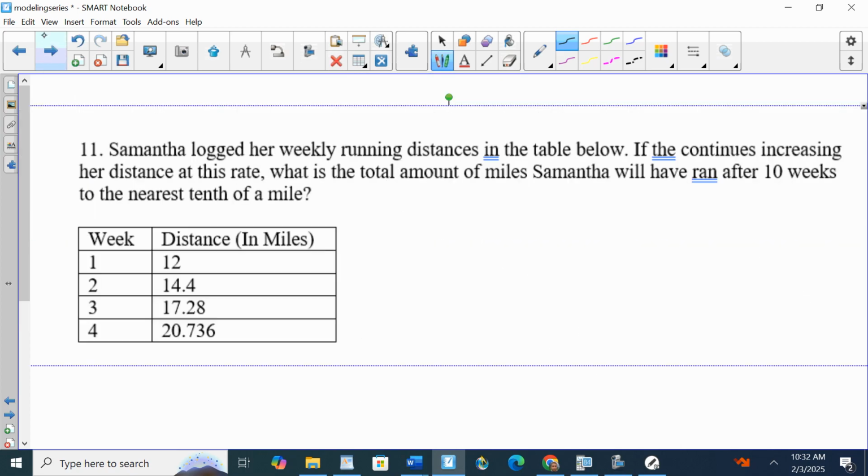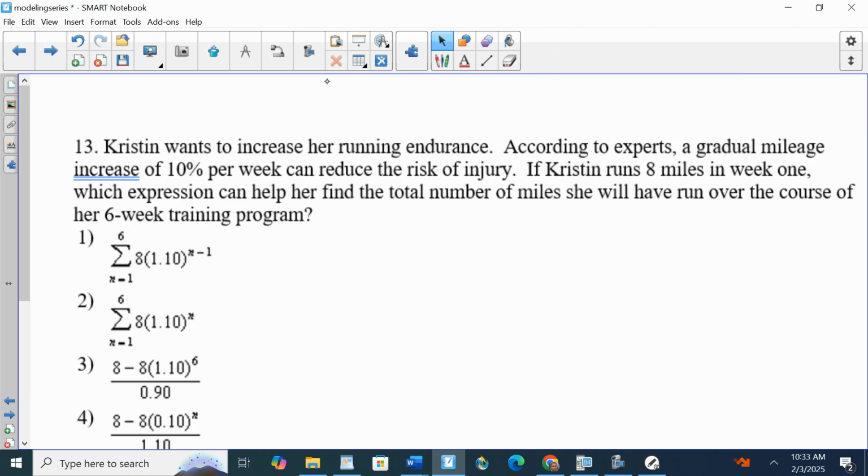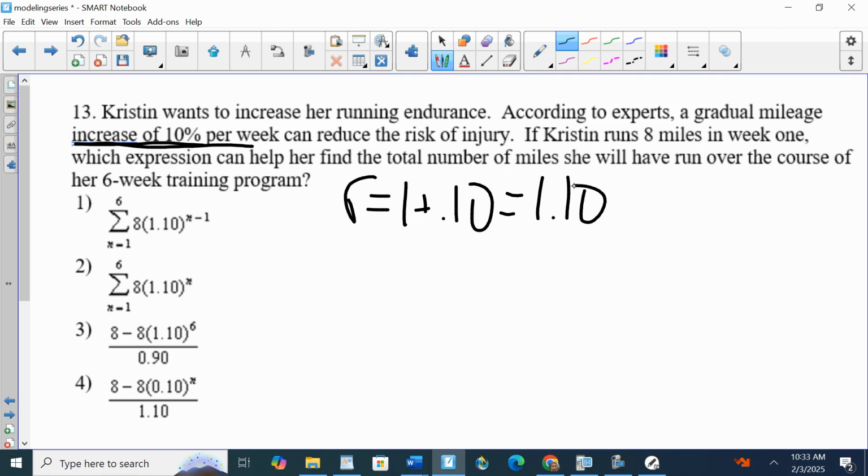And there's one more type of question to go over here, and that is number 13. Kristen wants to increase her running endurance. According to experts, a gradual mileage increase of 10%, so R is 1 plus 0.10, which is 1.10, can reduce the risk of injury. Kristen runs 8 miles in week 1, so A1 is 8. Which expression can help her find the total Sn she will have run over the course of 6 weeks? So N is 6.